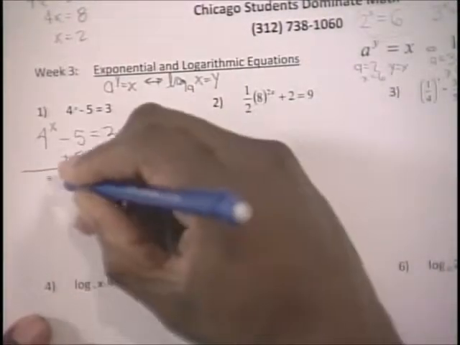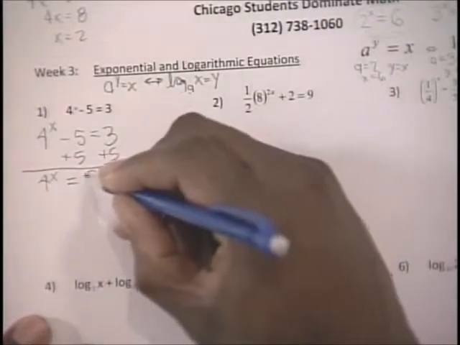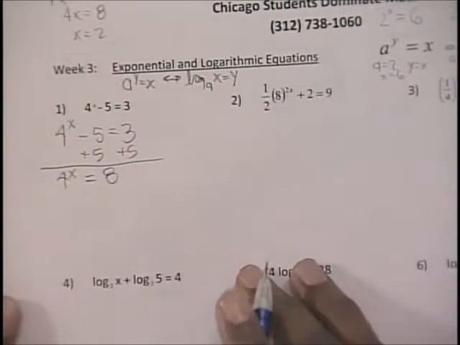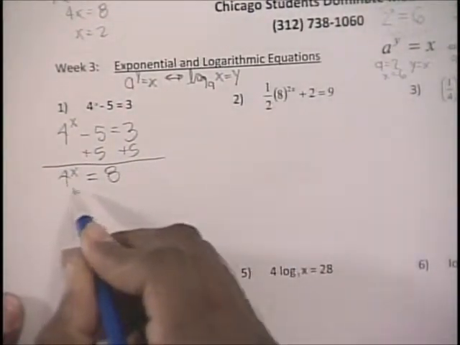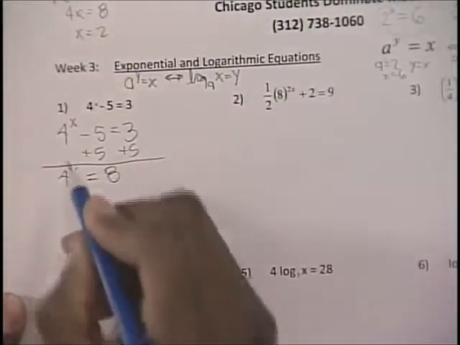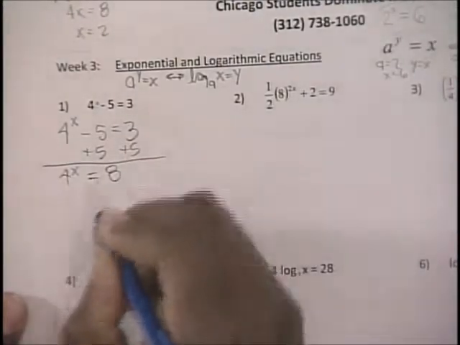We get 4 raised to the x is equal to 8. This is not an Algebra 1 problem. You do not divide by 4 on both sides, and x is not 2. This is not 4 times x is 8. All right, so now let's solve this.